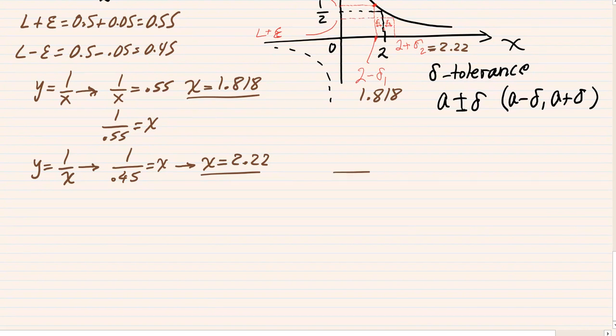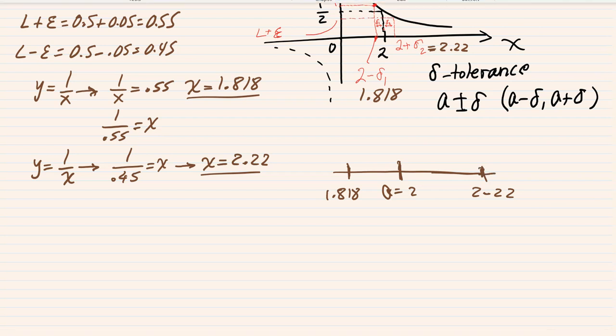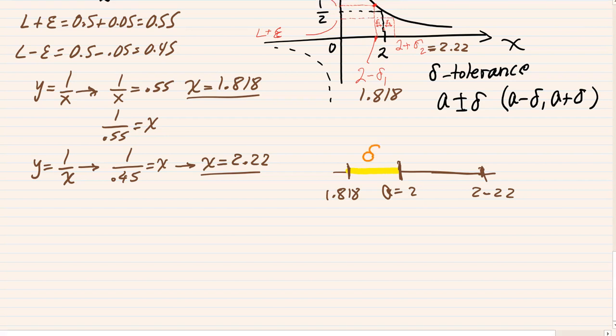So let me look at what's going on around 2. This is a equals 2. The higher number, I'm magnifying the distance away from 2, is 2.22, and the lower number is 1.818. Now again, because we have a non-symmetric interval, we have to choose the smaller of the two intervals. The smaller of the two is going to be this one, and that's what we're going to choose for our delta.